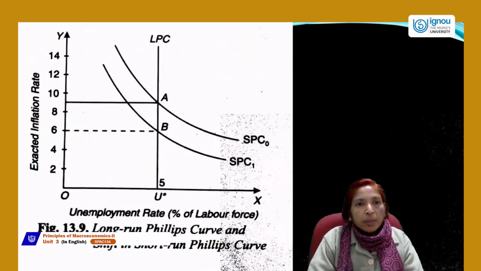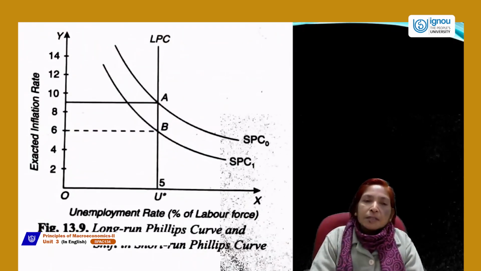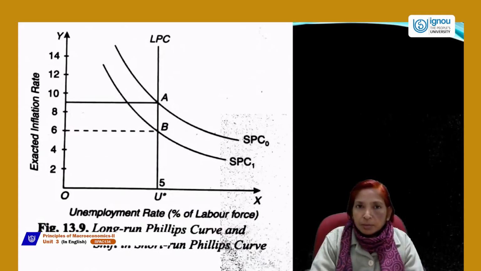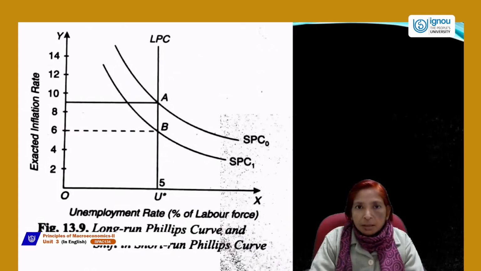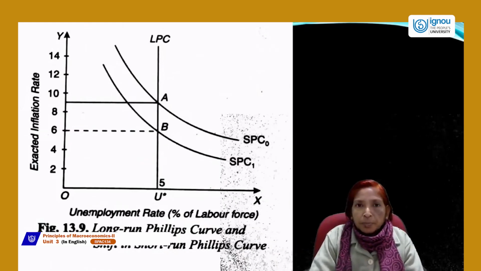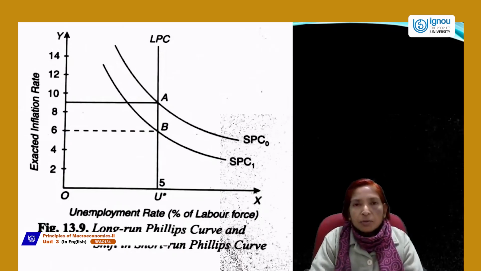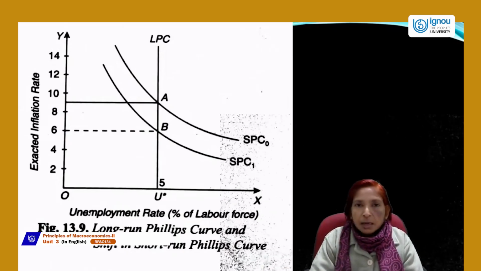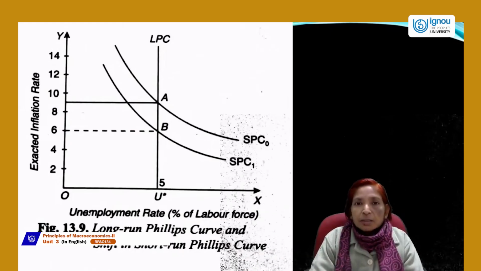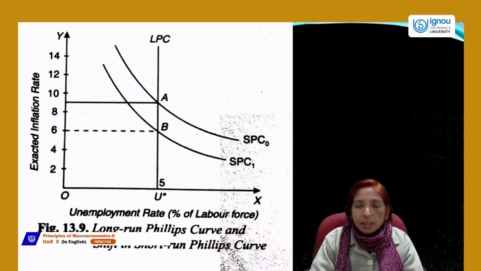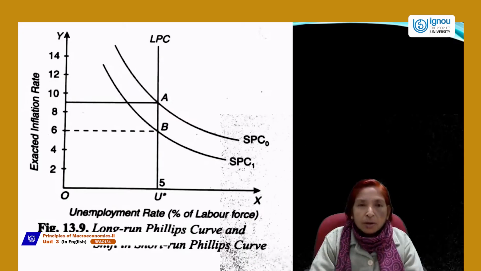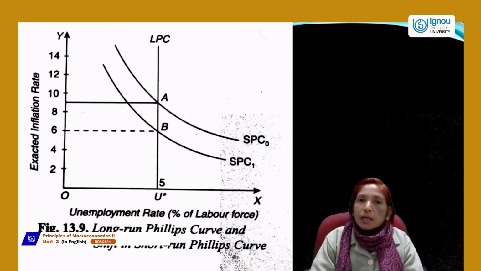Now next, this is the long run Phillips curve. You know that no trade-off exists in the long run. Trade-off means that if one thing is increasing, the other will be decreasing. And if we want to gain something, we have to sacrifice something. That is a trade-off. But this trade-off between wage inflation and unemployment exists only in the short run, but in the long run, there will be no trade-off between inflation and unemployment.